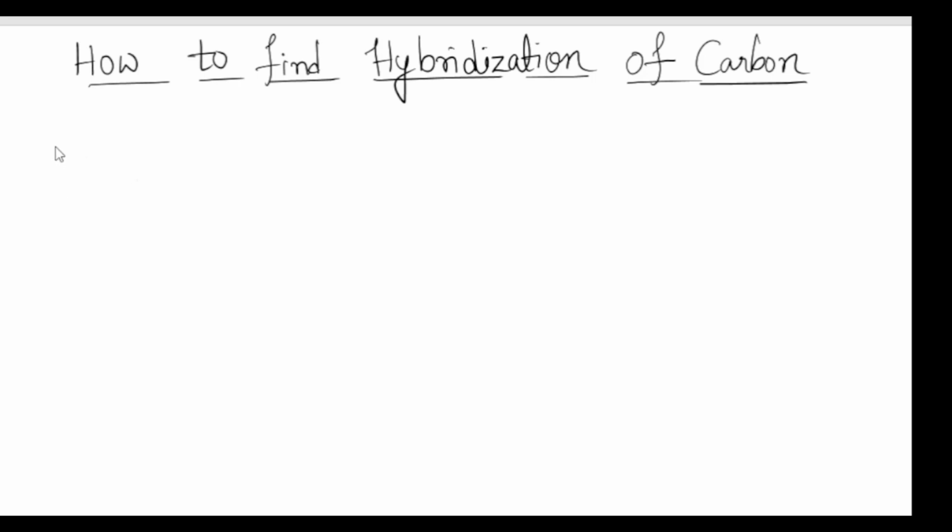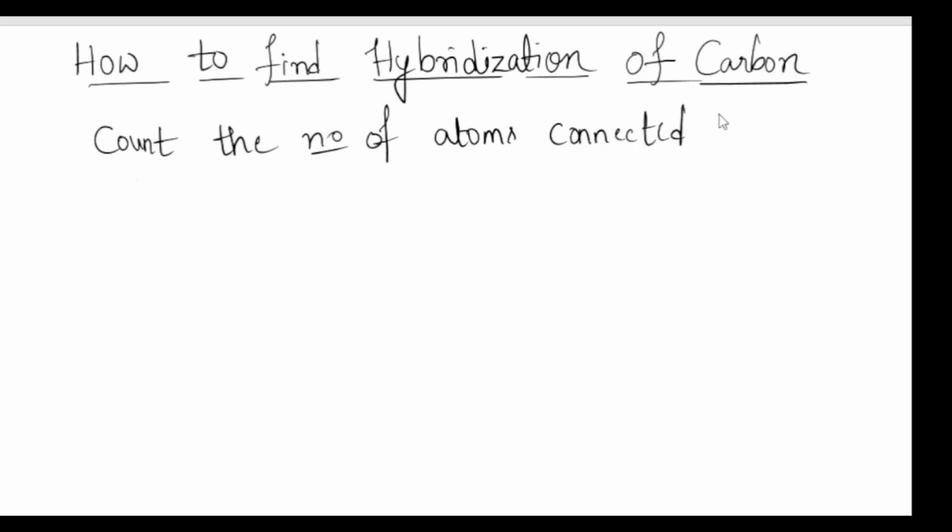In this particular video, I am going to discuss how to find the hybridization of carbon. First of all, if a molecule is given and you have to find the atomic hybridization of one particular carbon atom, what we have to do is count the number of atoms connected to the particular atom. This is the first point. We have to count the number of atoms connected to it.